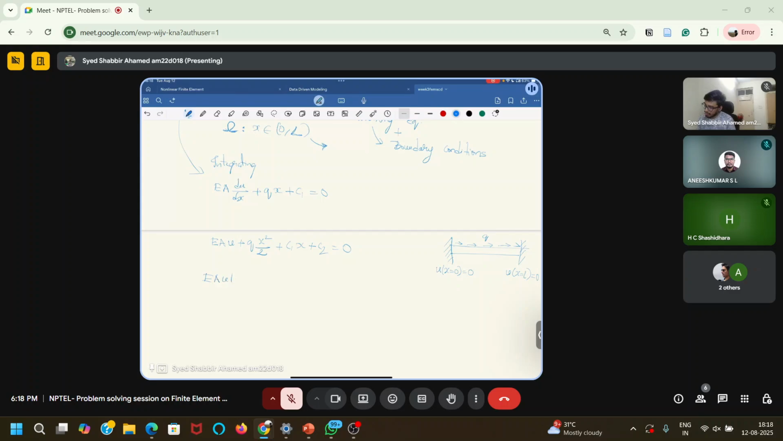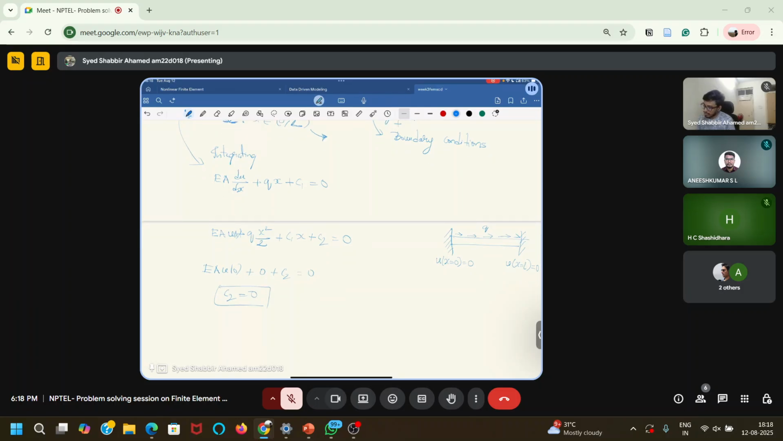So I can just substitute x equals 0 in this. This u is nothing but u of x here, okay? So u of x, now substitute x equals 0. So this term will become 0, and you will get C2. u of 0 is already 0, so you will get C2 equals 0.